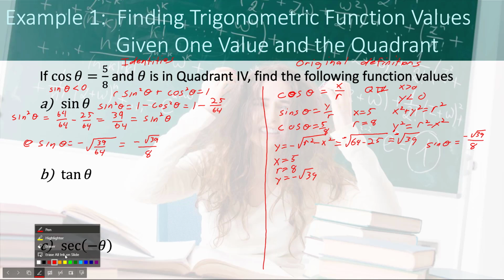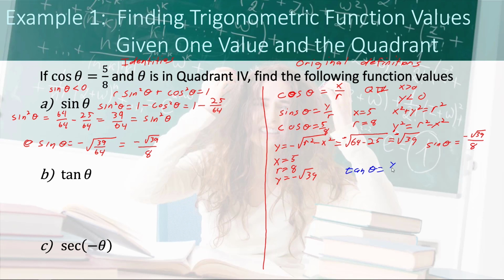So using the definitions, now we know what x, y, and r are, we can actually figure out what tangent of theta is using the original definitions. And the tangent of theta is nothing more than y over x. Well, y is negative root 39. X is 5. There you are.